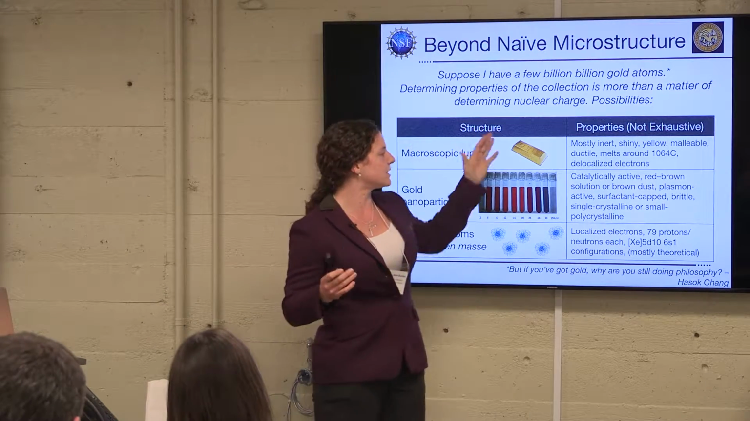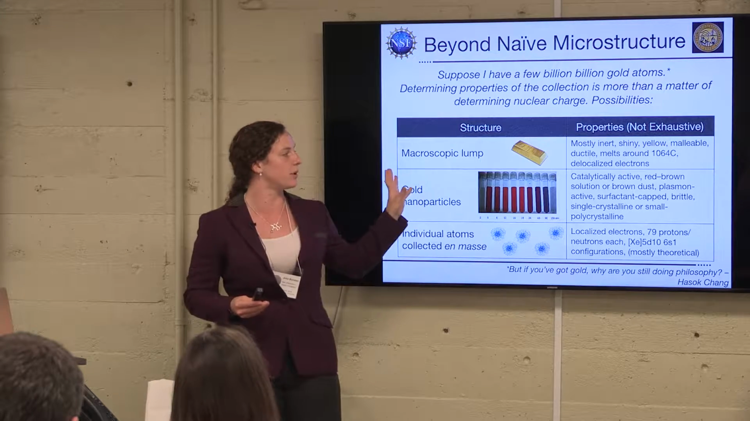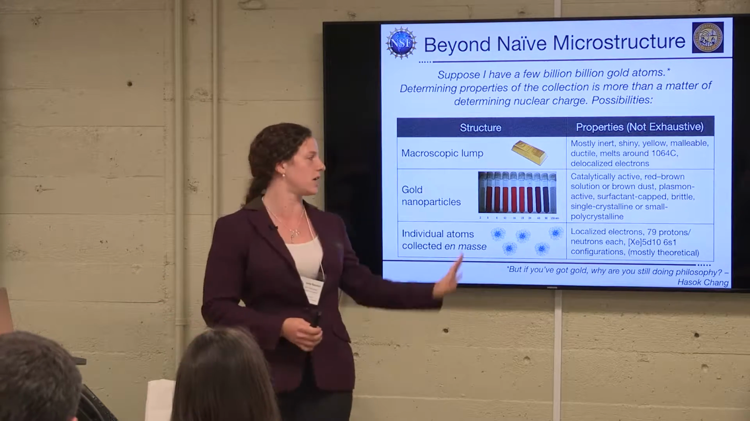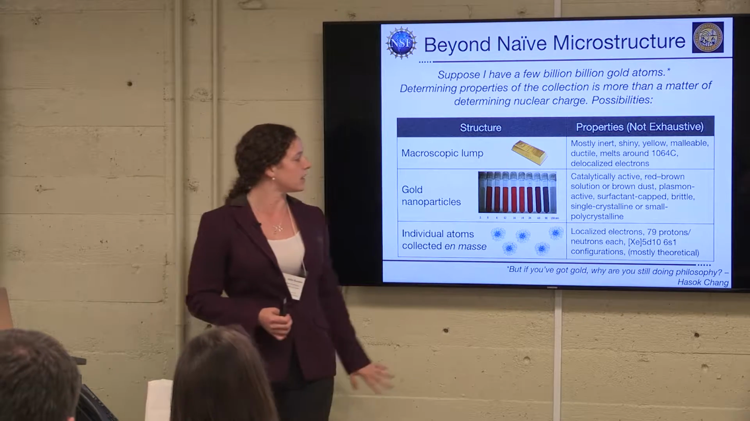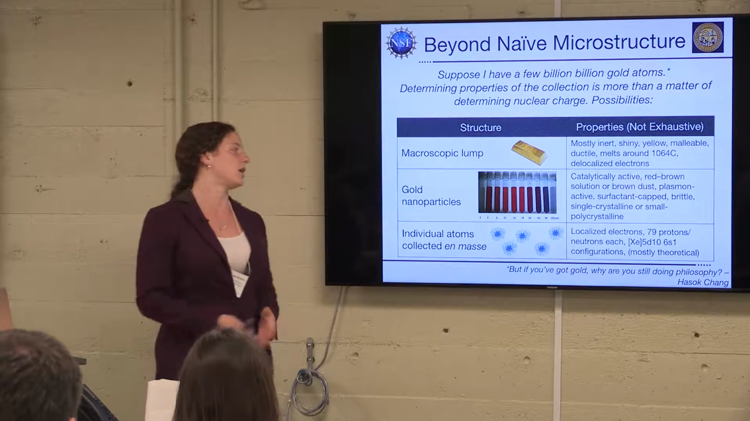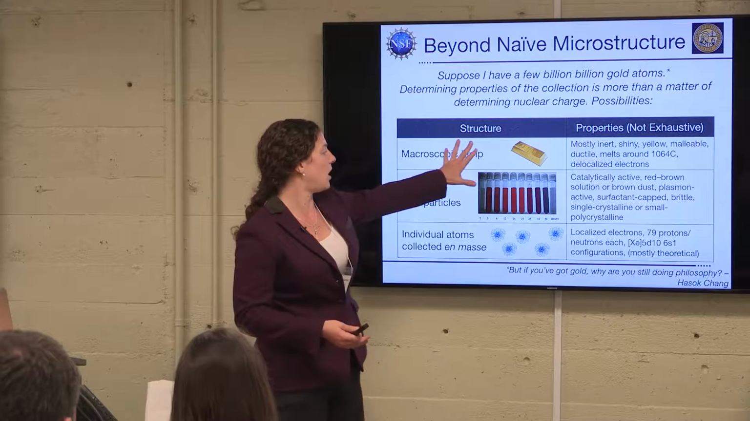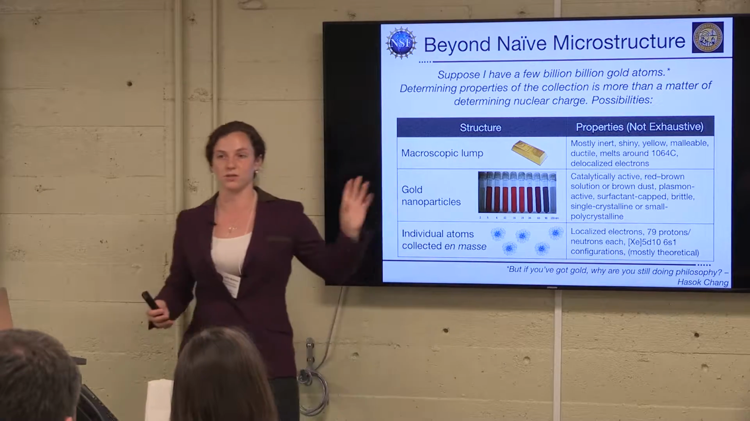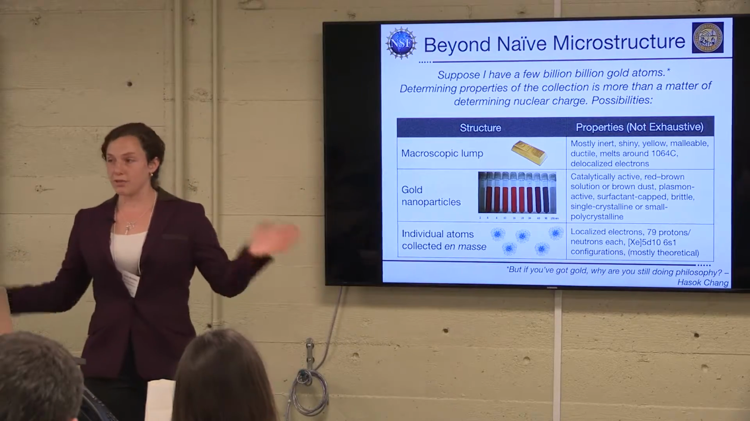So we have differences in color. We have some properties of nanoparticles that we just don't see at the macro scale. They're plasmon active. They're capped with surfactants. We're going to come back to that later on. They're brittle as opposed to malleable and ductile. They are single crystalline or small polycrystalline as opposed to sort of large delocalized electron centers that we think of as characteristic of metals. We could have a third case, too.